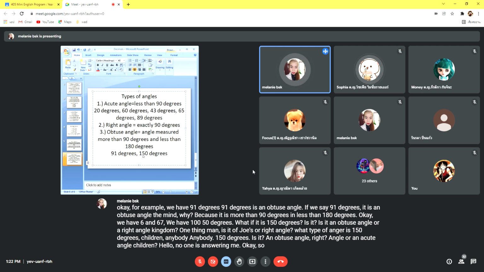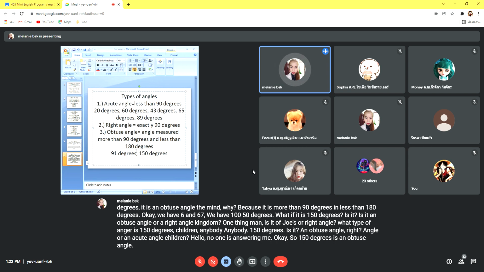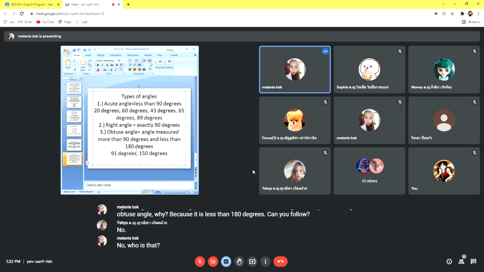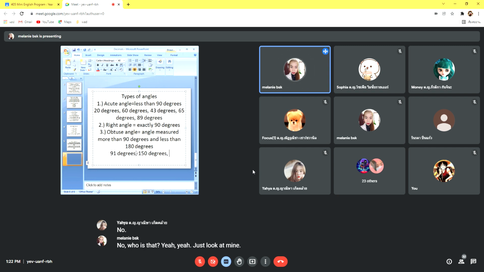Okay, so 150 degrees is an obtuse angle. Why? Because it is less than 180 degrees. Can you follow? Just look at my example. Now we have here.